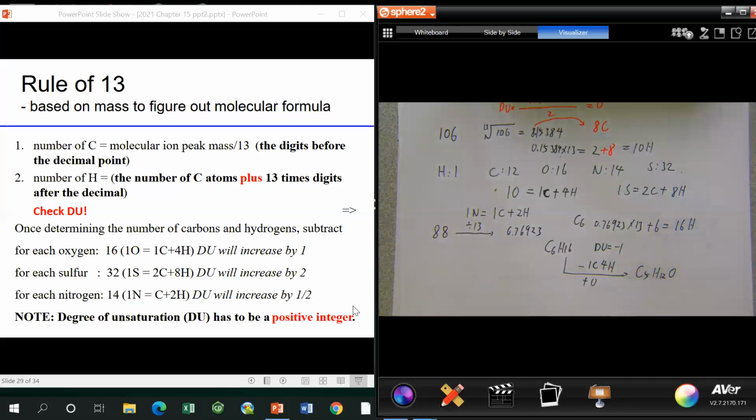Can anyone do the DU number for the C5H12O? Take a try. What's your degree of unsaturation? 0. That's right. So now it makes sense, degree of unsaturation 0. That's also shown here. So if you find 1 oxygen in the molecule, you do the replacement, and the degree of unsaturation normally increases by 1. If there's sulfur, you do the replacement, and the degree of unsaturation will increase by 2. Nitrogen, the degree of unsaturation will increase by a half. So that's pretty interesting.